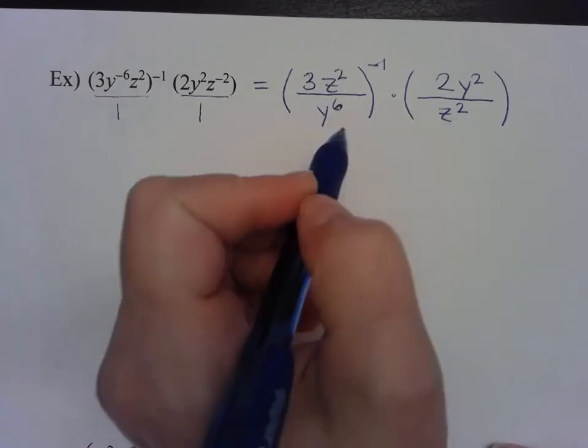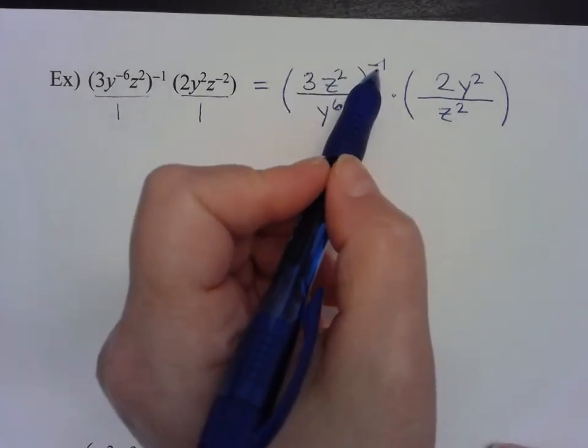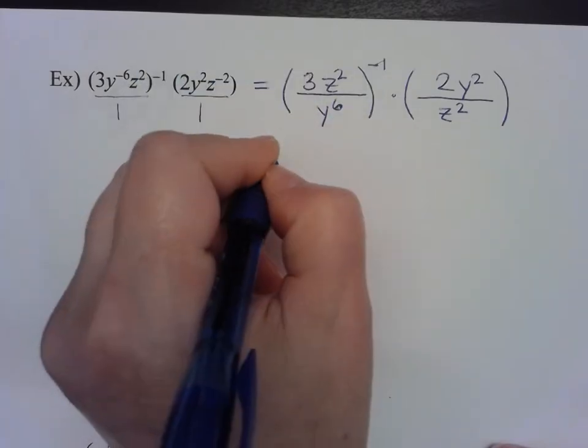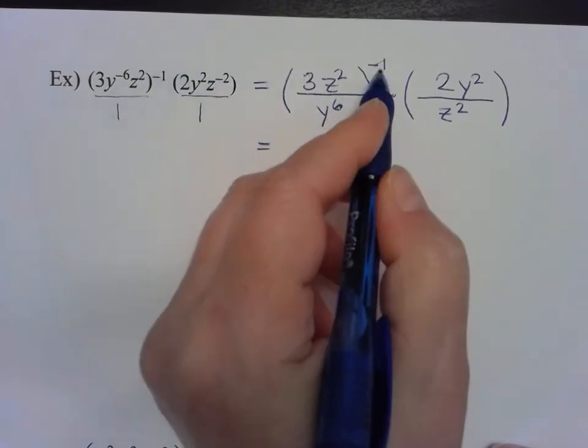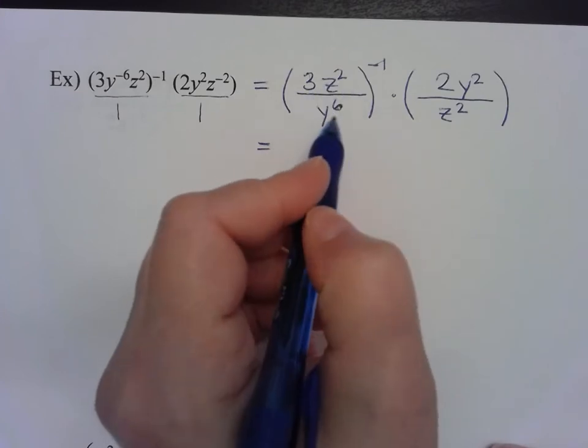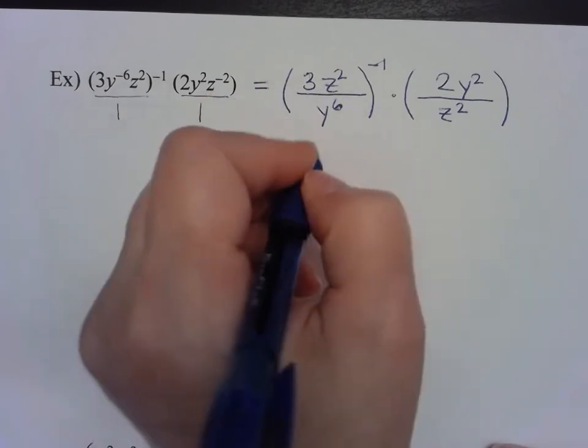Okay, before we multiply these together, we really have to take care of this exponent on the outside. Since it's a negative exponent applied to a fraction, it's going to flip this whole fraction over.